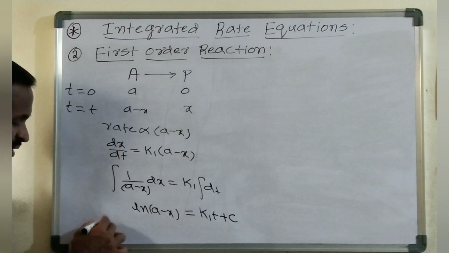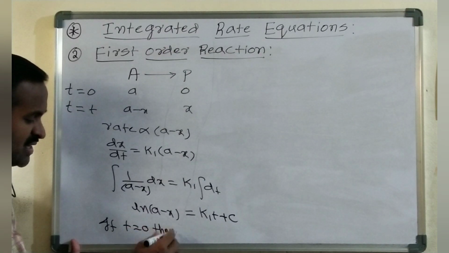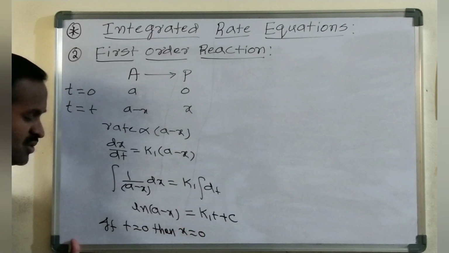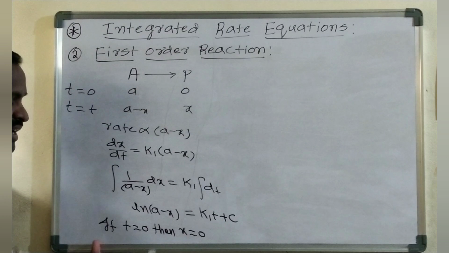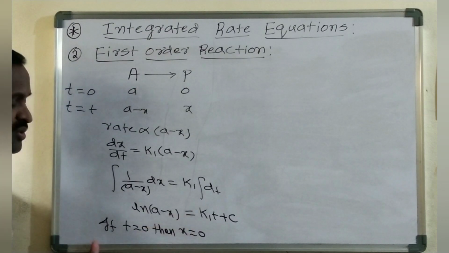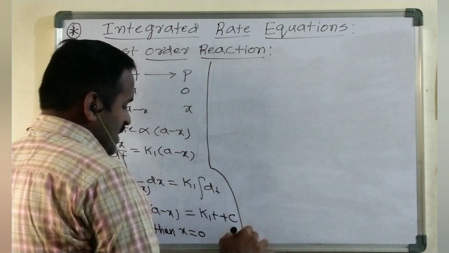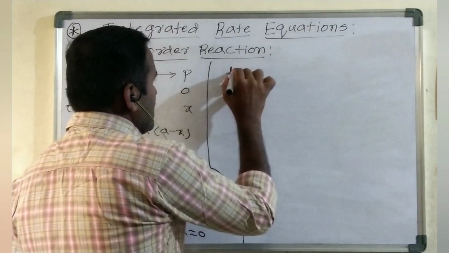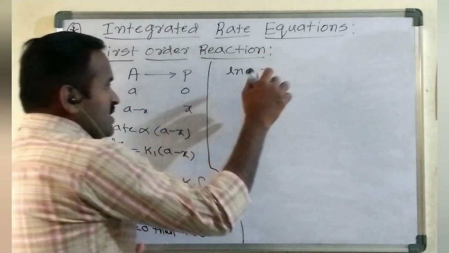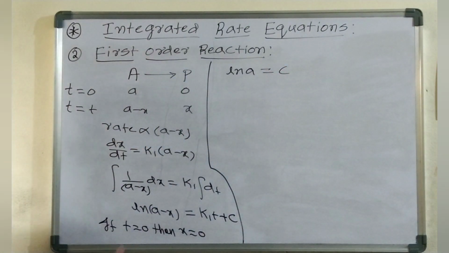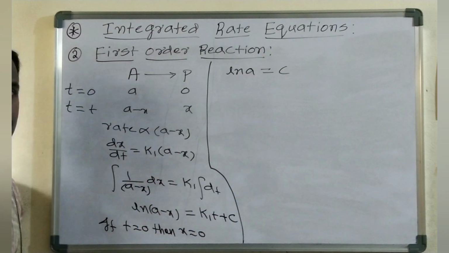If at time t equals 0, then the change in concentration x is also equal to 0. At the initial time t equals 0, there is no change in the concentration of reactant, so x becomes 0. You can substitute these into the above equation to find the integration constant. So this is simply minus ln a equals k1 into 0 plus c, so directly c equals minus ln a. By substituting t equals 0, x equals 0 in the above equation, you will get c equals simply minus ln a.